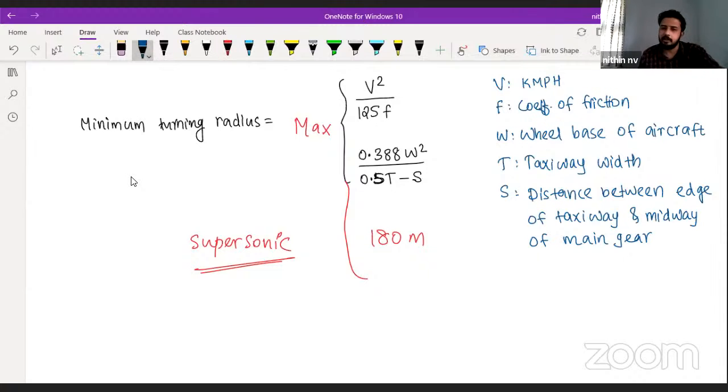If they are not mentioning it, we don't have to consider this. In general, we stop here only. If it is supersonic, we have to consider one more value, 180 meter. Suppose the first value you got is 100 and the second value is 140. Then we will not take 140. 180 also we have to consider, then the maximum will be 180. That will be our minimum turning radius.